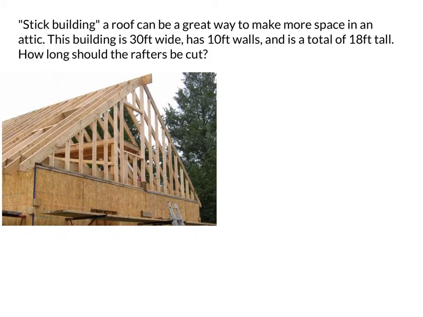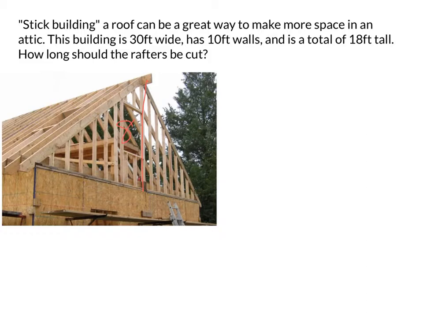Now, the building itself is 30 feet wide. It has 10-foot walls, so a 10-foot ceiling, nice and tall, and it's a total of 18 feet tall. Now, I know that this one might look a little different than what we come out with, but we're going to go with those numbers, okay? So it's a total of 18 feet tall, which would mean, if it's 10-foot walls, this right here is going to be 8 feet. How did I get that? 18 minus 10. Total of 18 feet tall, and we've got 10-foot walls. All right, so that length is 8.